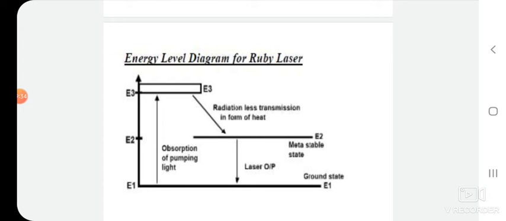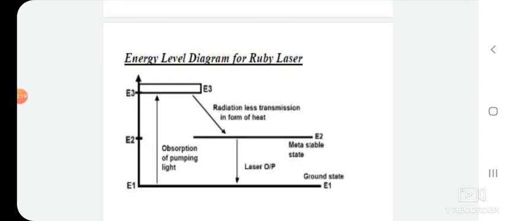So the level E2 is very important for the stimulated emission process because it is a metastable state, and E2 is the metastable state for the ruby laser. Electrons in this level have an average lifetime of about 5 milliseconds before they fall to the ground state. After this, the population inversion can be established between E2 and E1.